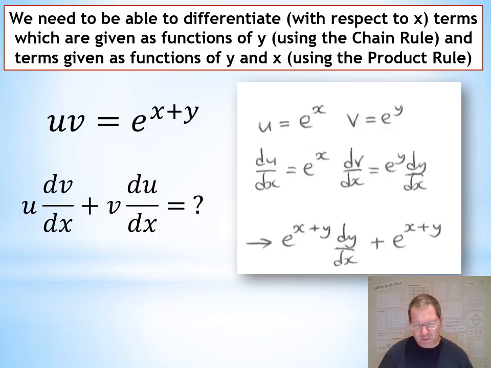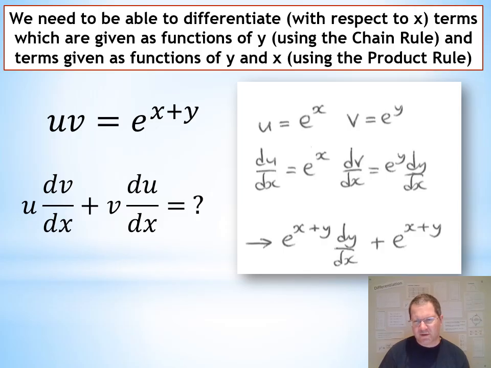In this example, we want to differentiate e to the x plus y, and we should know that e to the x plus y is the same as e to the x times e to the y, because when we're multiplying terms with the same base, we add the indices together. So we can write that u equals e to the x and v equals e to the y. Differentiating e to the x with respect to x gives us e to the x, of course. Differentiating e to the y with respect to x will give us e to the y dy by dx.